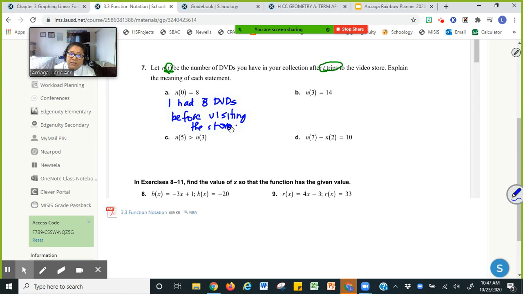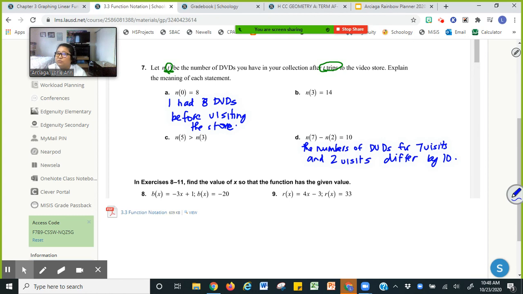Okay, so let's talk about this. So we can say the number of DVDs for 7 visits and 2 visits differ, meaning you're getting the difference, right? Differ, that's the letter F, by 10. So the number of DVDs for 7 and 2 visits differ by 10. Or you could say the difference between the number of DVDs for 7 visits and for 2 visits is 10. So you can say it in any way you want. There's no right or wrong answer there as long as you get the idea.